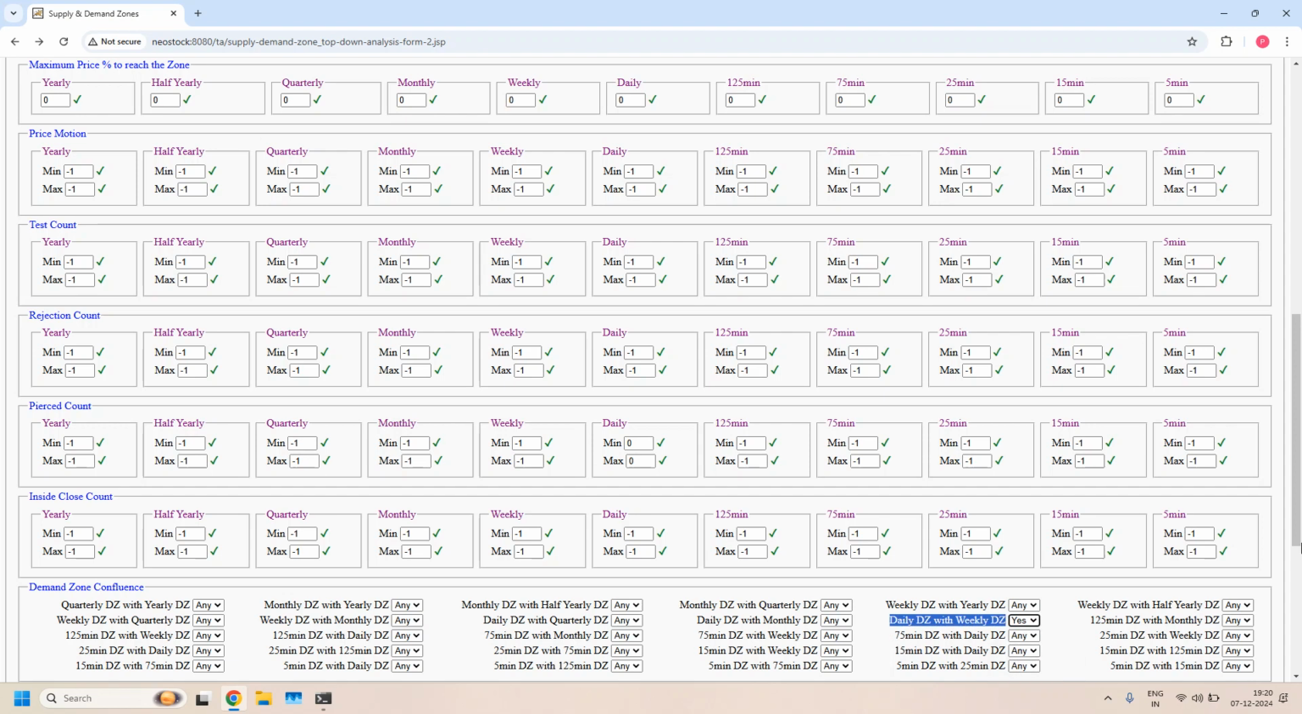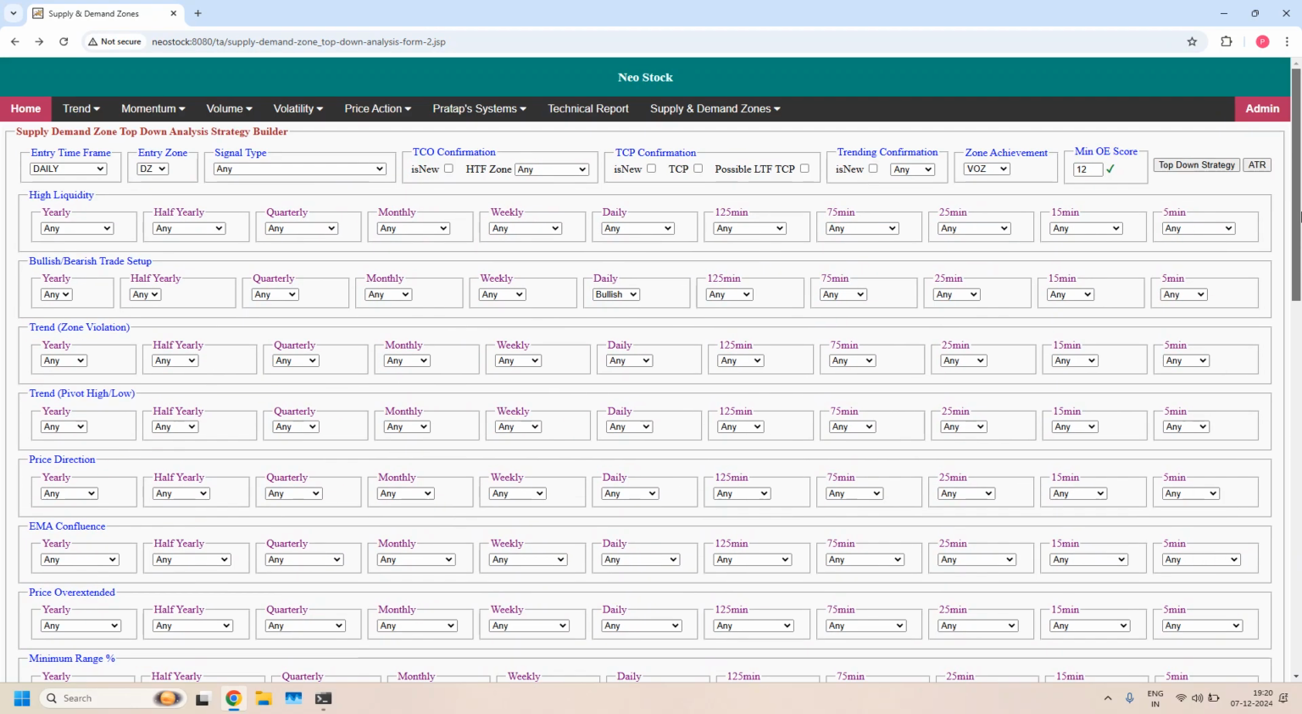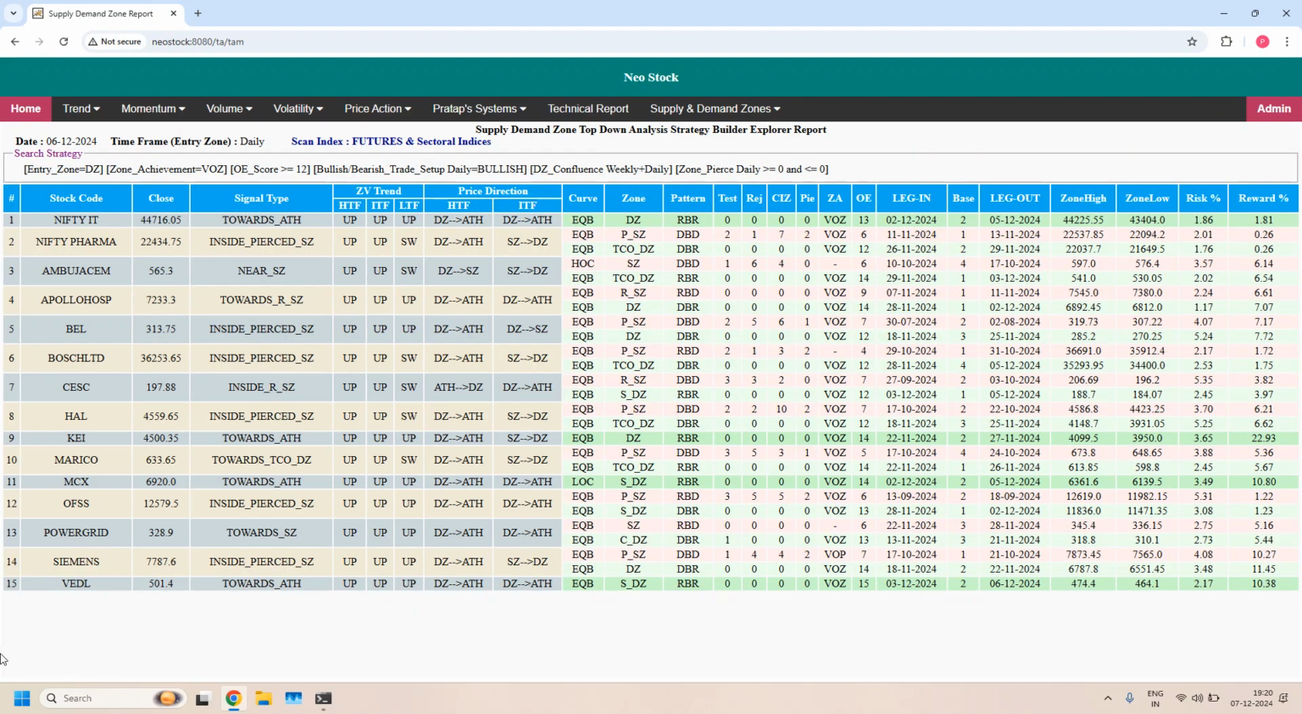I enable the filter. With this filter, out of 21 stocks, we got 15 stocks. In all these 15 stocks, these are all daily demand zones. So these daily demand zones are part of the weekly demand zone, meaning overlapped with the weekly zone. That is what zone confluence is. But this is LTF and ITF zone confluence. So these are the high probability setup zones based on LTF and ITF.